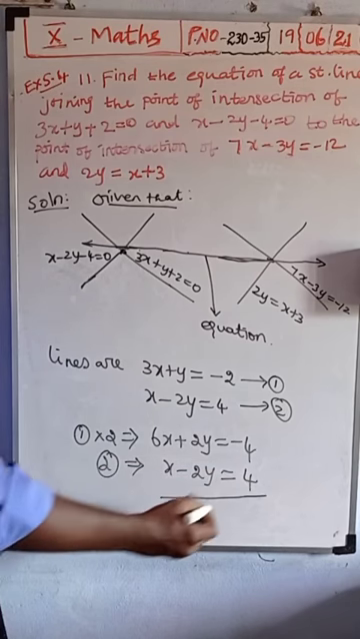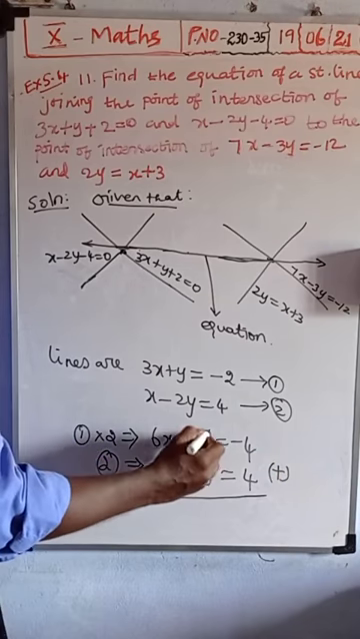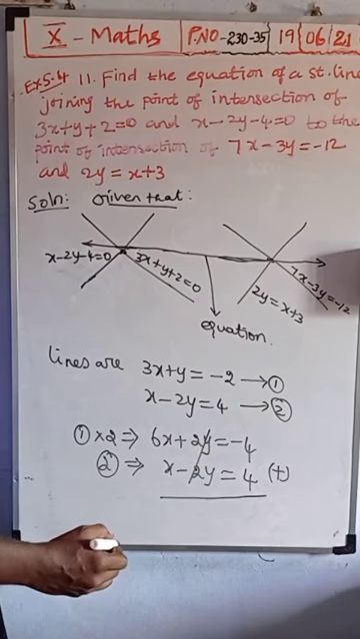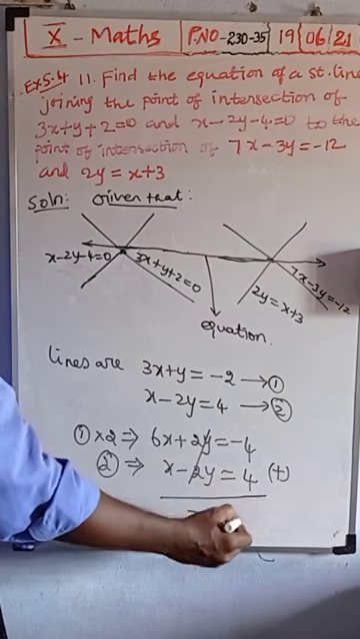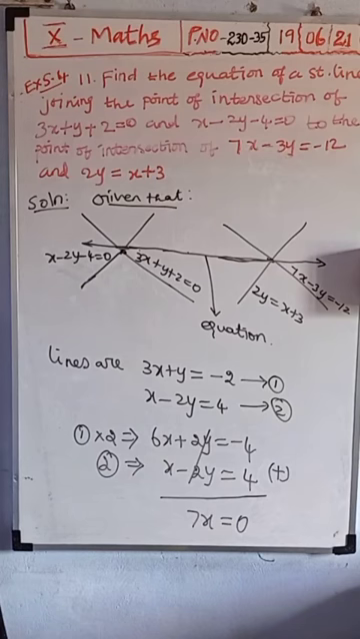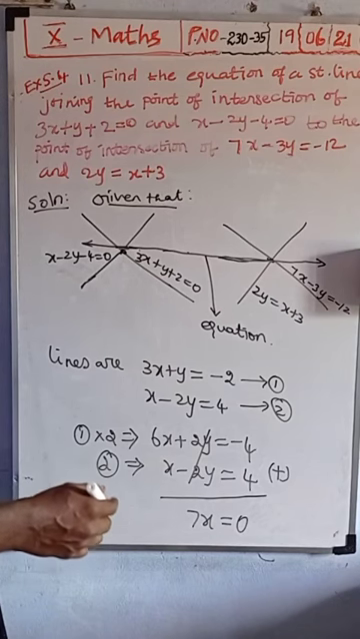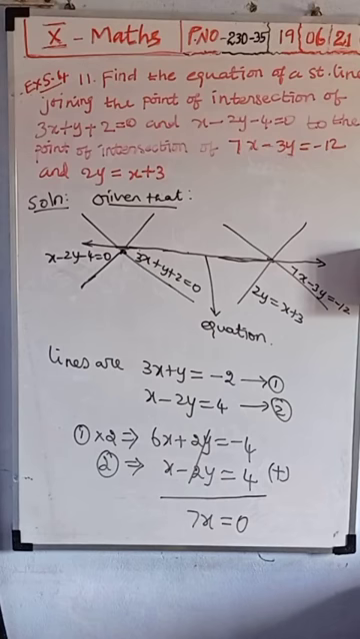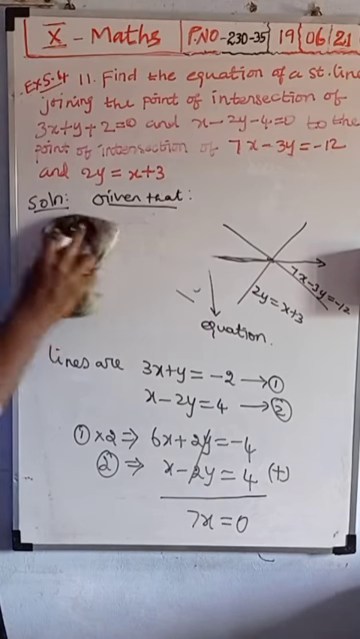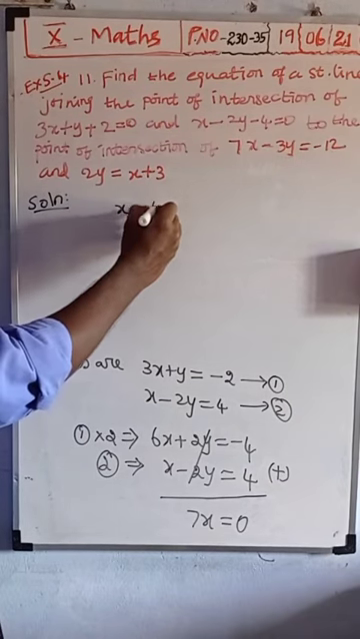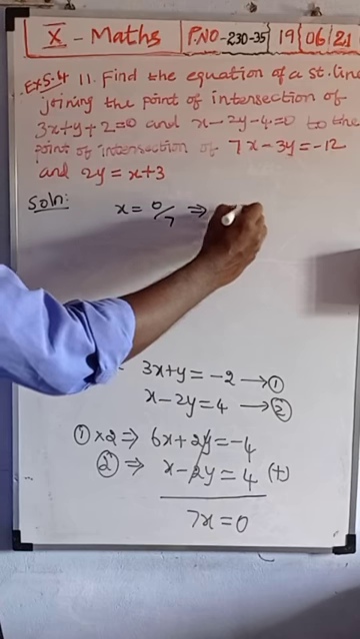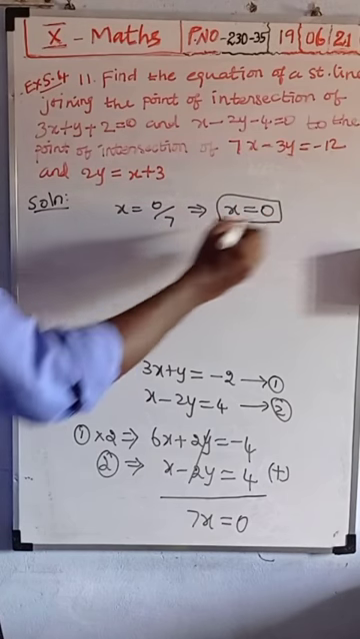Now you should add as it is. Plus 2y minus 2y will get cancelled. Now 6x plus x is 7x, and on the right-hand side, minus 4 plus 4 you add, which means 0. Therefore x is equal to 0 by 7. 0 by anything is 0, so x is equal to 0 we received.